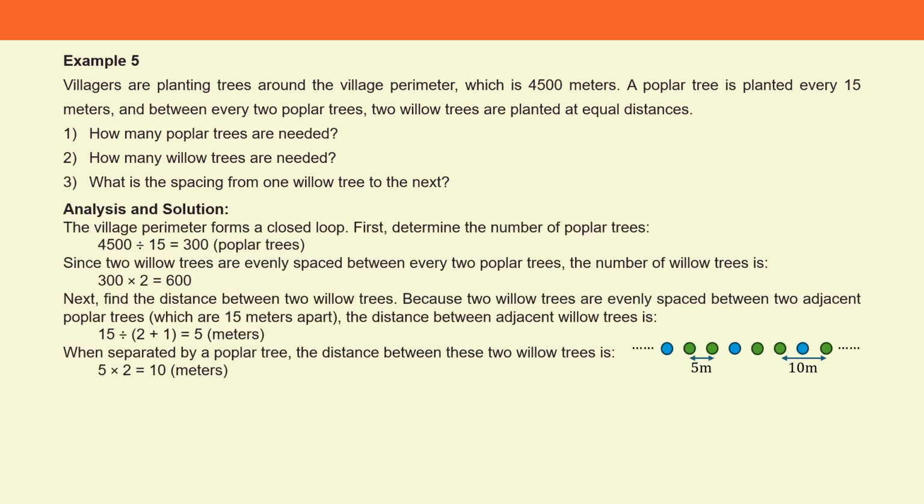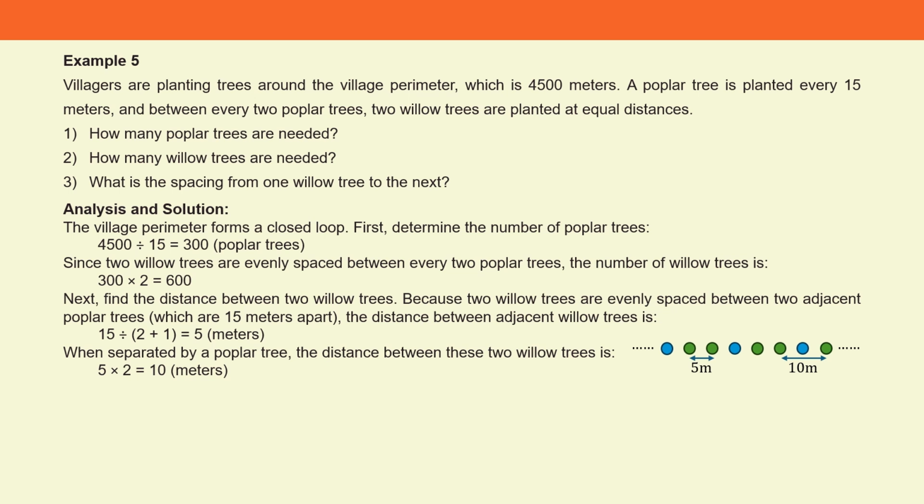The village perimeter forms a closed loop. First, determine the number of poplar trees. 4,500 divided by 15 equals 300 poplar trees. Since 2 willow trees are evenly spaced between every 2 poplar trees, the number of willow trees is 300 times 2 equals 600. Next, find the distance between 2 willow trees.